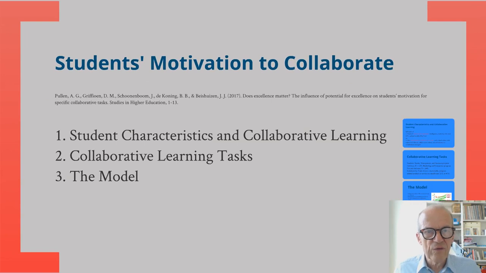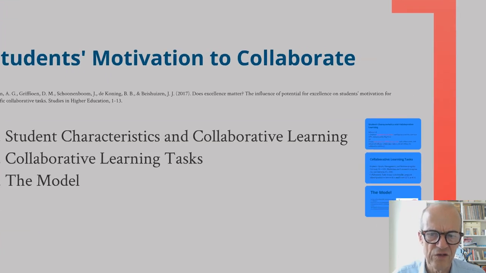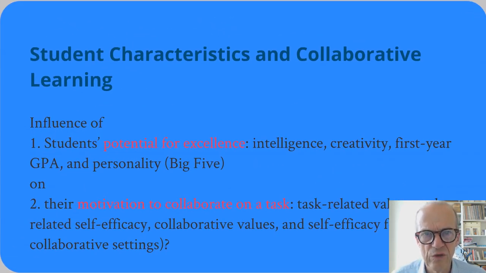So now I would like to say a few words on the project by Annadine Pullen, one of my PhD students, who together with Didi Griffioen and Judith Schoneboon and Björn de Koning works on the issue of student motivation to collaborate. In fact, she is focusing on what is called the potential for excellence. And so she's actually interested in questions like, do excellent students really want to collaborate, or do they feel collaboration as something which, let's say, threatens their own performance because of the need to collaborate with other people.